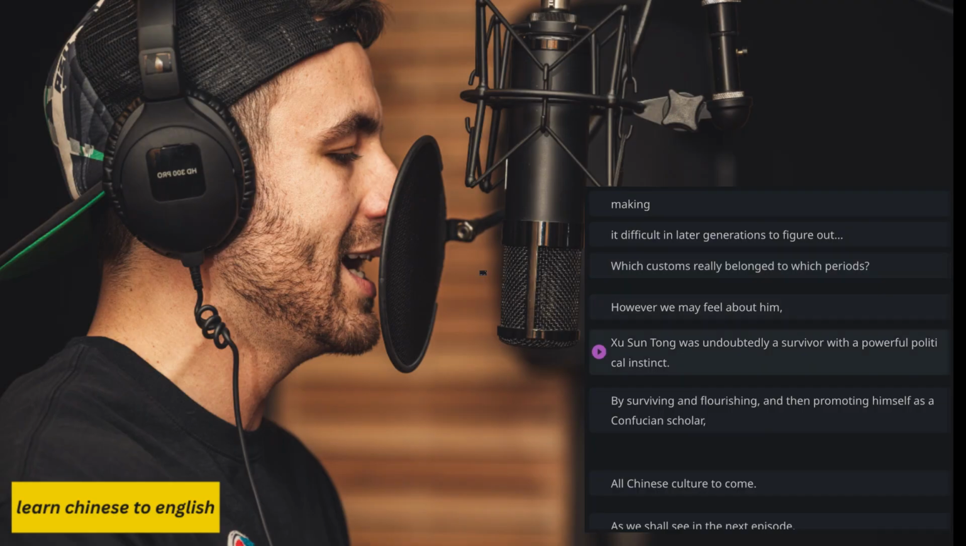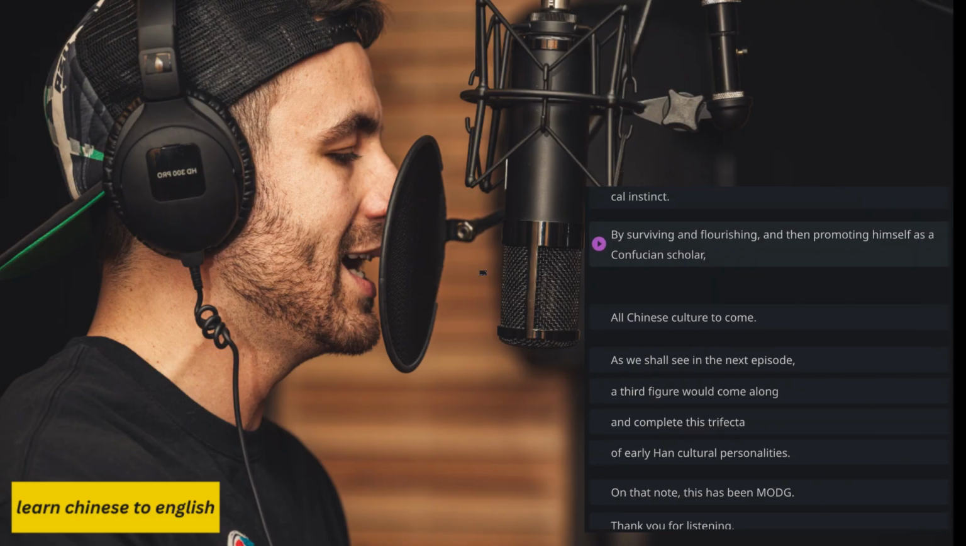However we may feel about him, Shusun Tong was undoubtedly a survivor with a powerful political instinct. By surviving and flourishing, and then promoting himself as a Confucian scholar, he set the stage for the future, exalted status of the Confucians. In this, he was much like the subject of our previous episode, Lu Jia. And so, he was a second figure who helped to establish Han Dynasty culture, and therefore all Chinese culture to come.